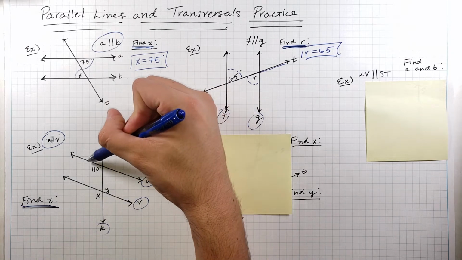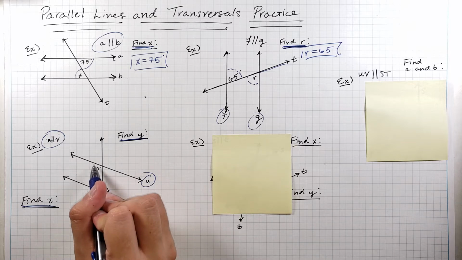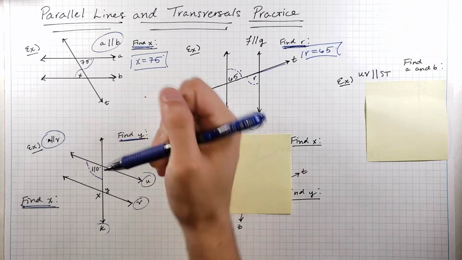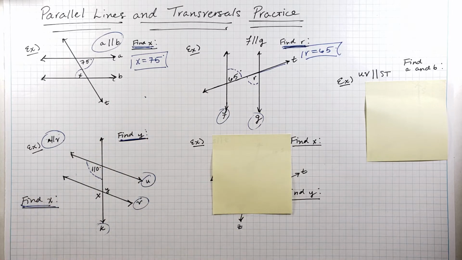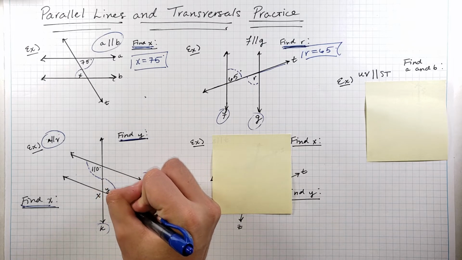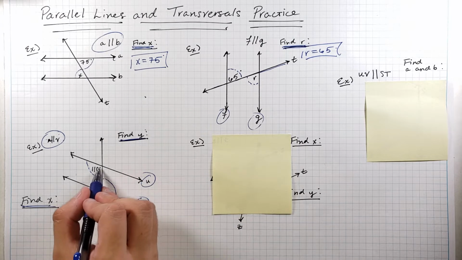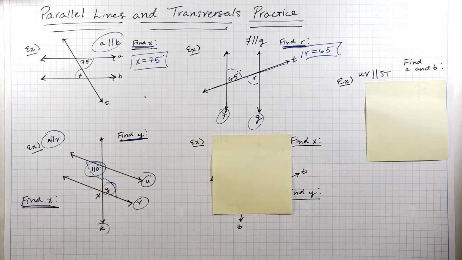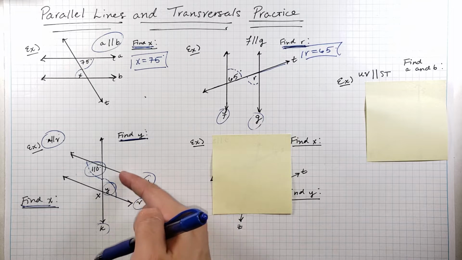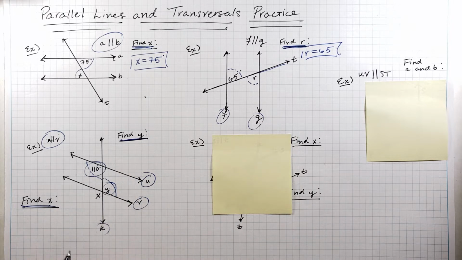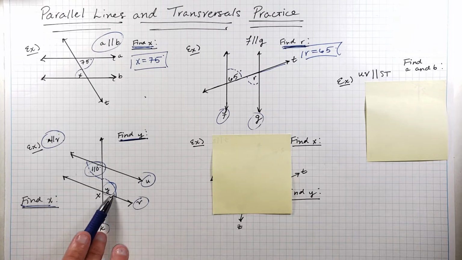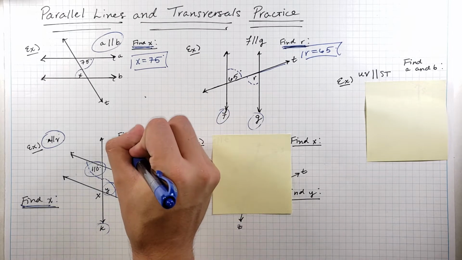We also have this 110 right here. So we have this angle, but if I know this angle, and I know these lines are parallel, and that's a transversal, then that means I also know this angle, right? So we're going to have alternate interior angles, and alternate interior angles on the inside of the parallel lines are going to be congruent. So that means since this one is 110, alternate interior angles are congruent means y is 110.